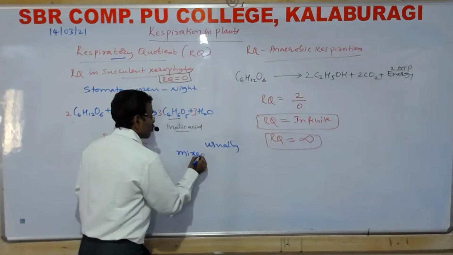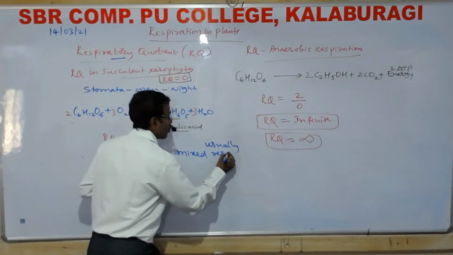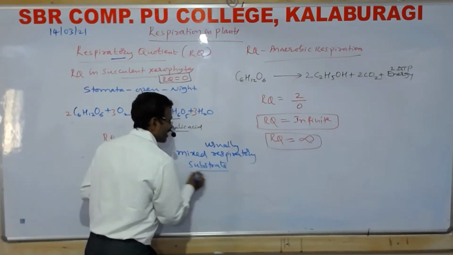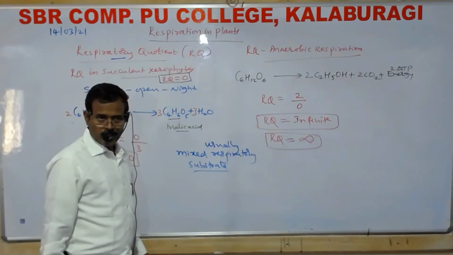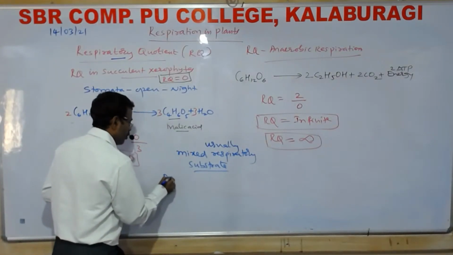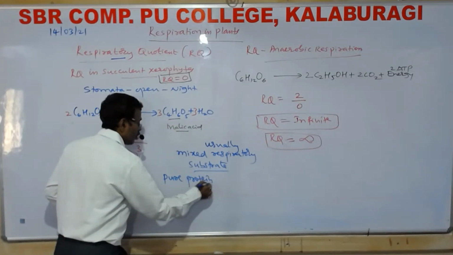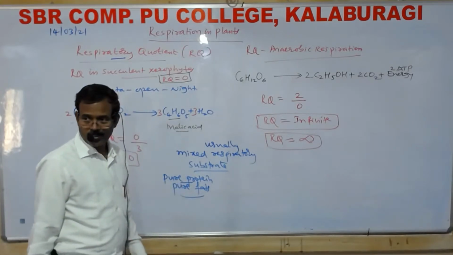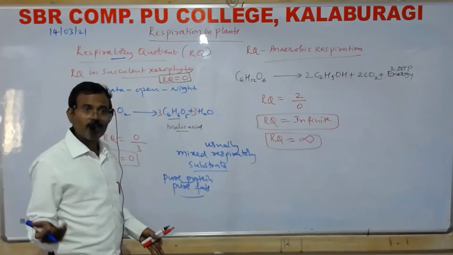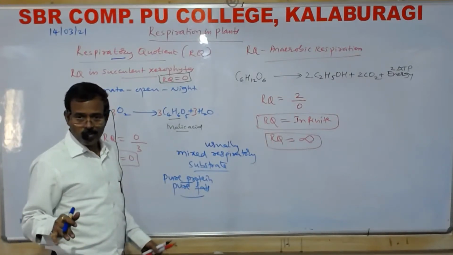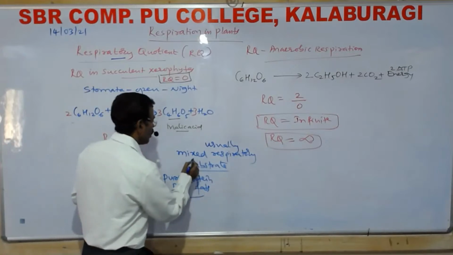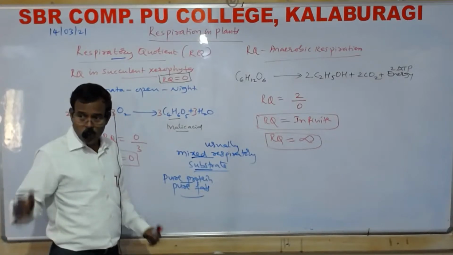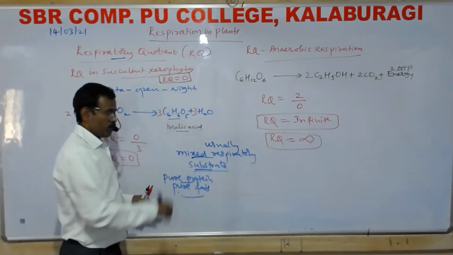See, in a living system, in a living cell, usually mixed respiratory substrate is subjected to oxidation. Usually in a living cell, pure protein or pure fats are not used as respiratory substrate, because in a cell, only carbohydrate will not be there. Protein will also be there, fat also will be there. So in a living cell, usually mixed respiratory substrate will be there.